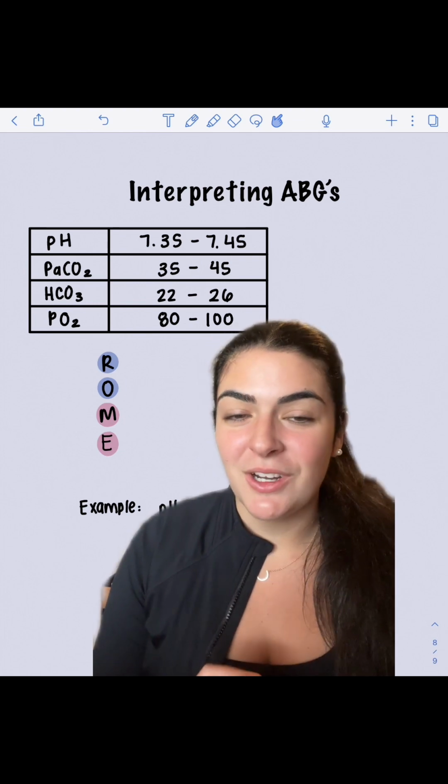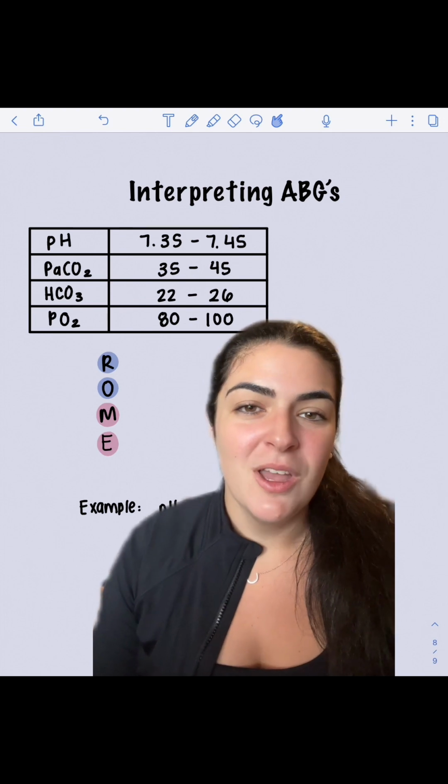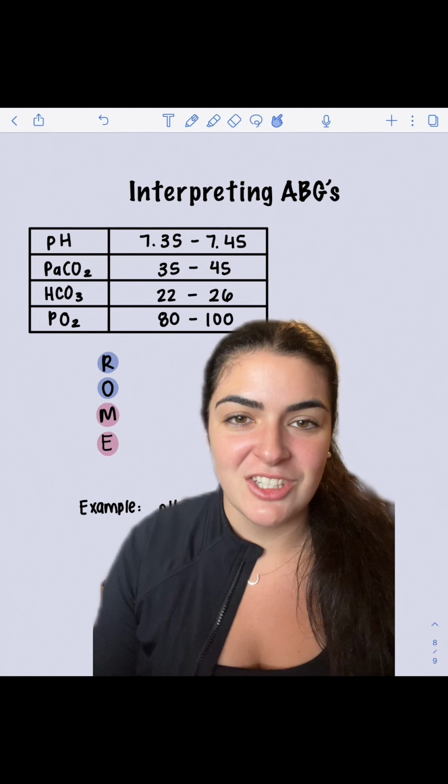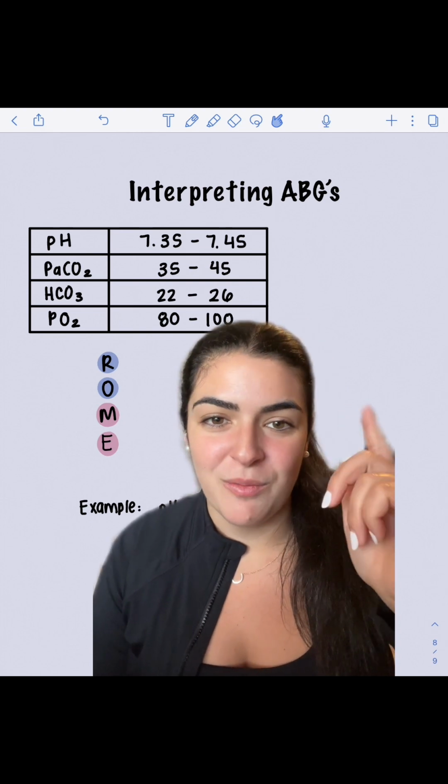Now, before we start, here is a quick NCLEX tip for you. When NCLEX asks you what is the best way to assess ventilation and oxygenation, the answer is going to be through an arterial blood gas.